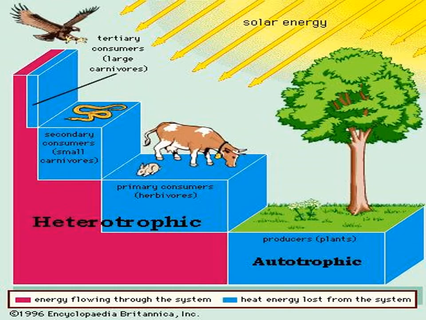And notice, autotrophs and heterotrophs. The only part of an ecosystem that are autotrophs are the producers. They make their own food from the sun.